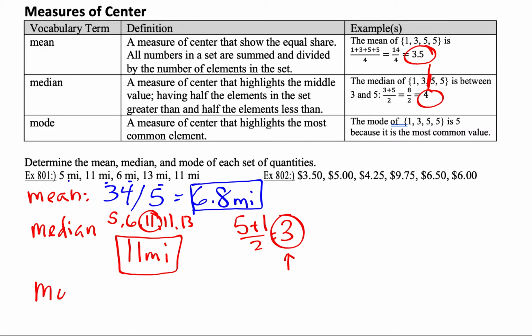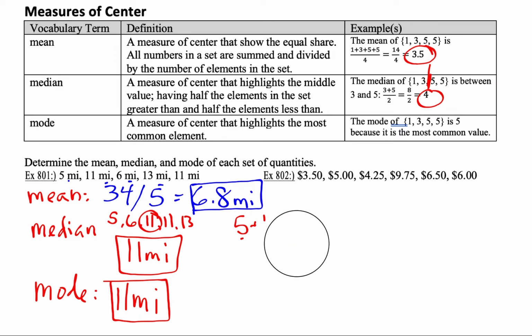Okay, the mode. The mode is the most often occurring one, and just a quick look at it, 11 happens twice, everything else only happens once. So this first set, the mean is 6.8 miles, the median is 11 miles, and the mode is 11 miles. Let's move to our next example. Example 802.